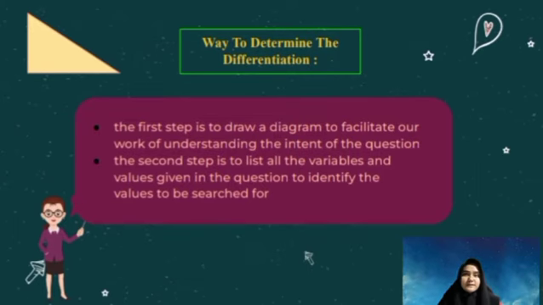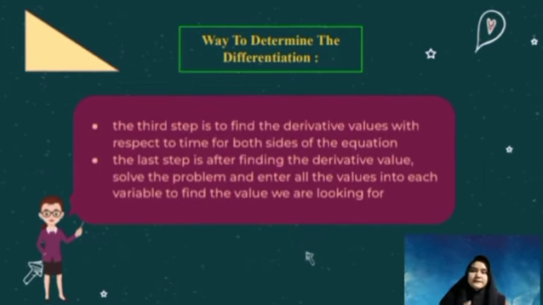The first step is to draw a diagram to facilitate our work of understanding the intent of the equation. The second step is to list all the variables and values given in the equation to identify the values to be searched for. The third step is to find the derivative values. Take the derivative with respect to time of both sides of the equation. The last step is, after finding the derivative value, solve the problem and enter all the values into each variable to find the value we are looking for.